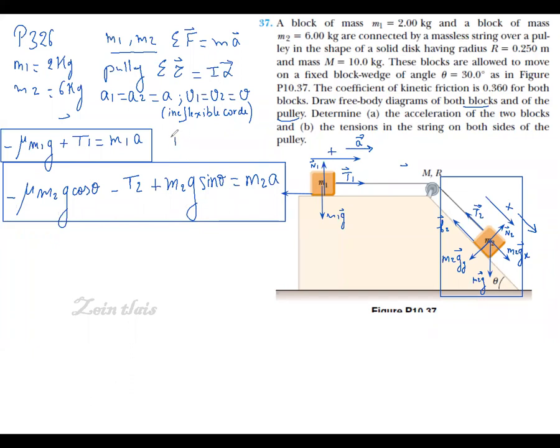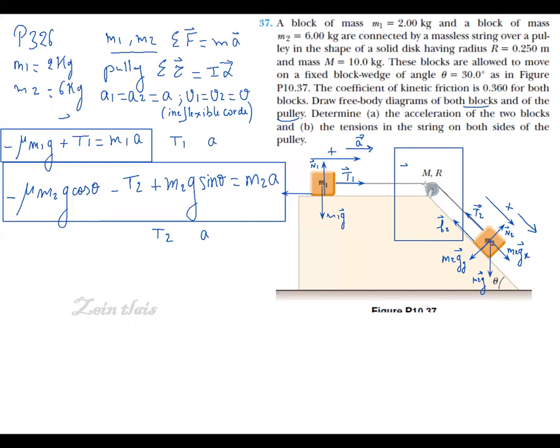Okay, this one is between T1 and A, and this one between T2 and A. We have one unknown, two unknowns, and three unknowns with two equations. So it's impossible to find the values of T1, T2, and A. We have to find a third equation. How can we find the third equation? We have to take the system of the pulley, this one.